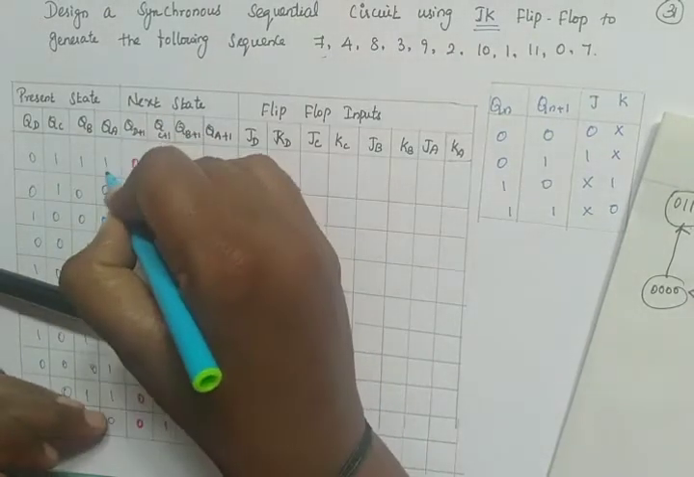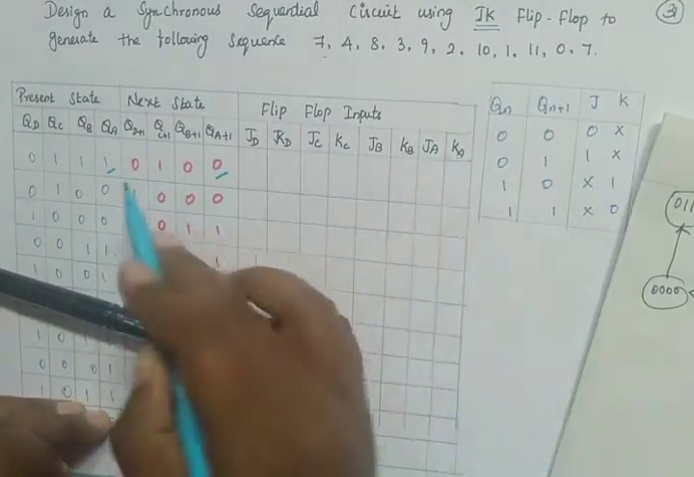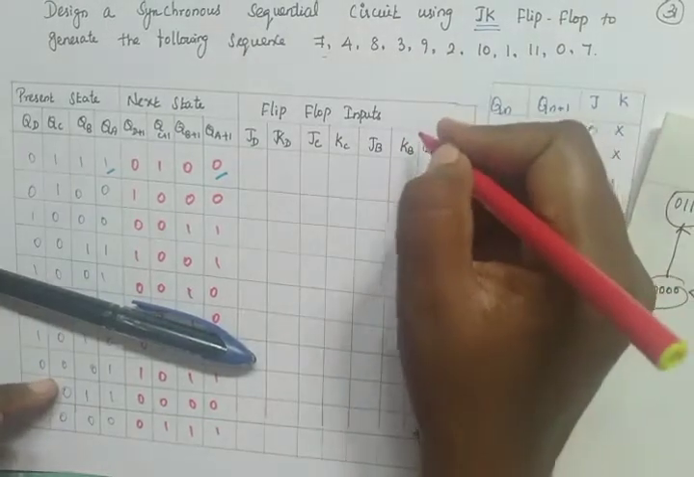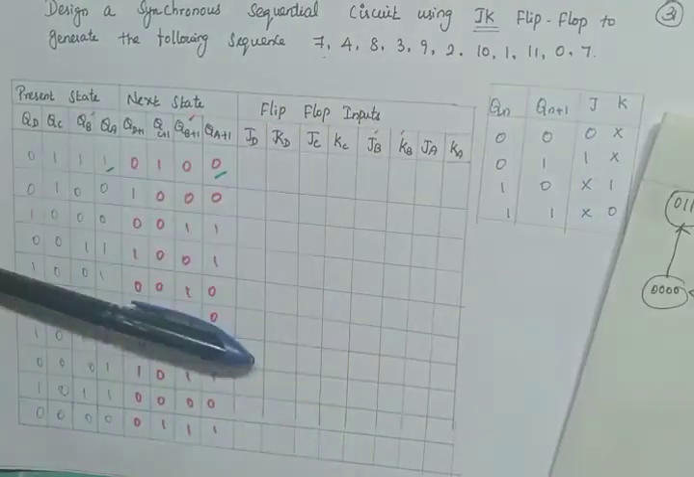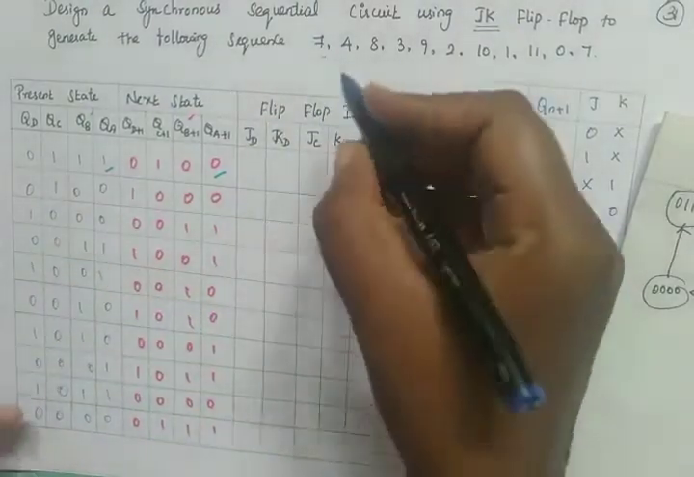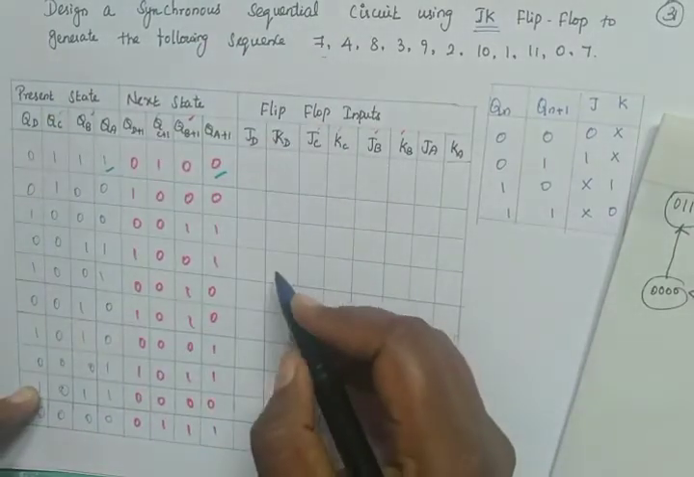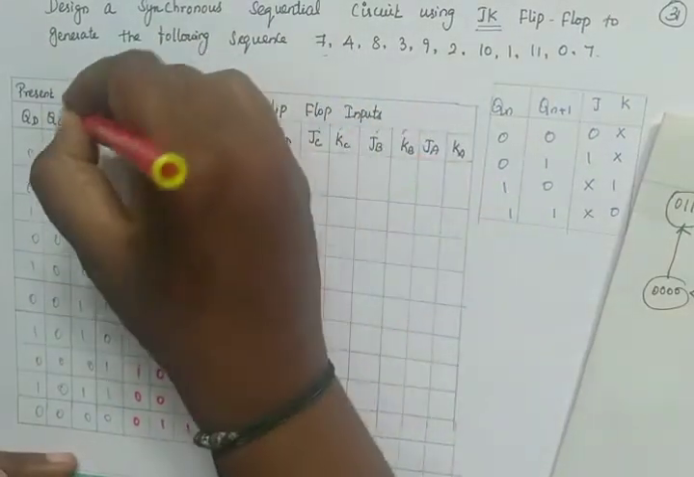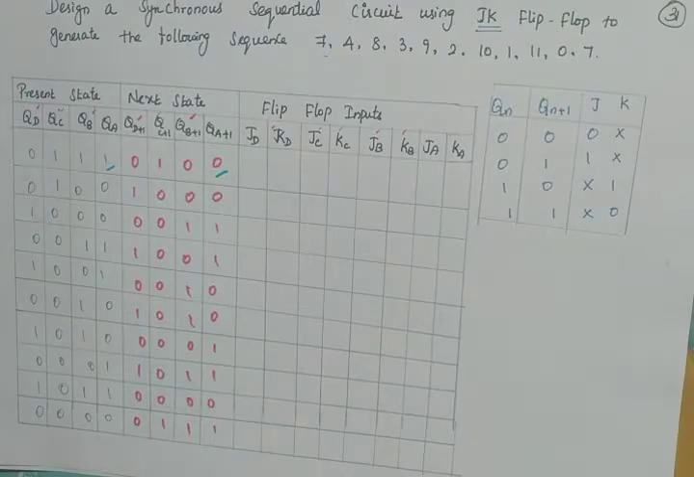Here it is A and here it is A. So while writing JAKA, we must use this AA. Then while writing BB, we should use this BB. Then while writing C, we must use this CC. While writing D, we must use this D. Here D, here D.